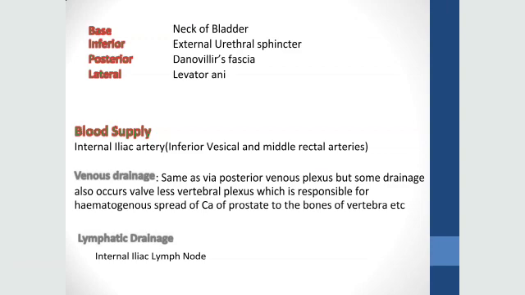It is supplied by the internal iliac artery, inferior vesical and middle rectal arteries. Venous drainage is via the prostatic venous plexus, but some drainage also occurs through the vertebral plexus, which is responsible for the hematogenous spread of the CA prostate to the bones of the vertebra. Lymphatic drainage is by the internal iliac lymph node.